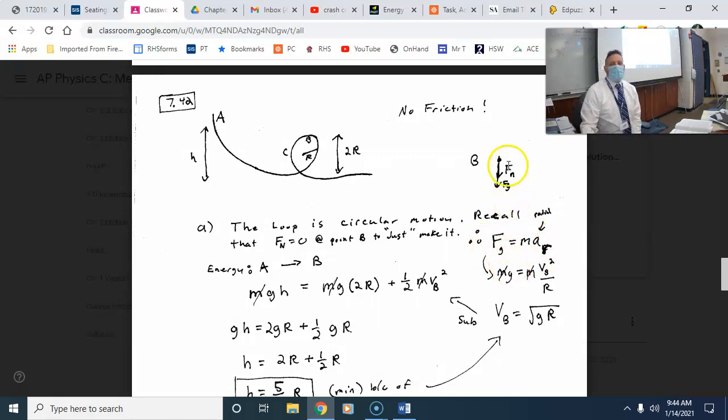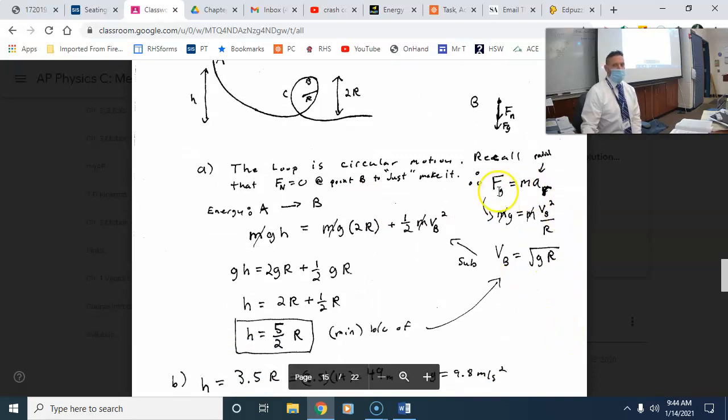So normal plus weight equals m times the radial acceleration. I didn't include the normal for reasons I just said, but it's noted here. If I want to just make it through, it would be the moment the normal is 0 on me, right? Leaving me with just the force of gravity equals m times that acceleration.